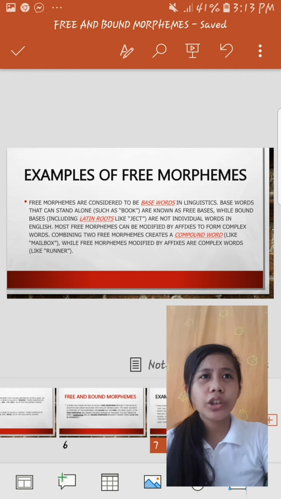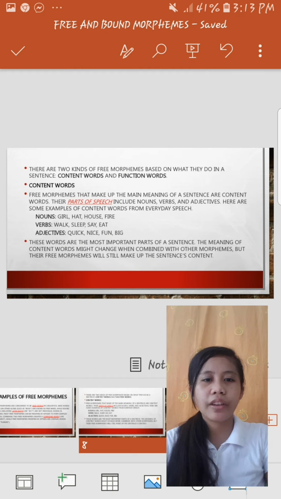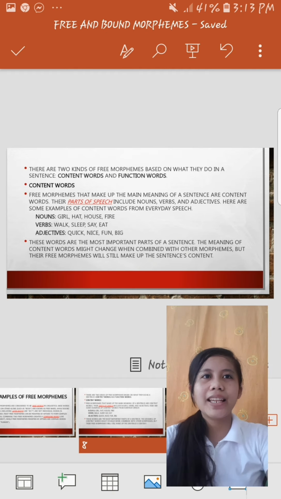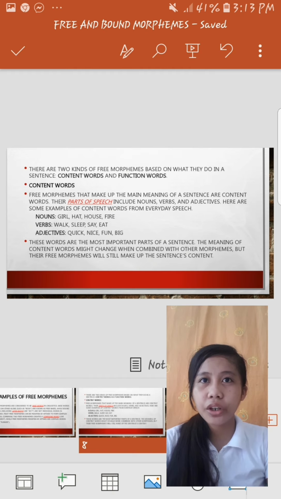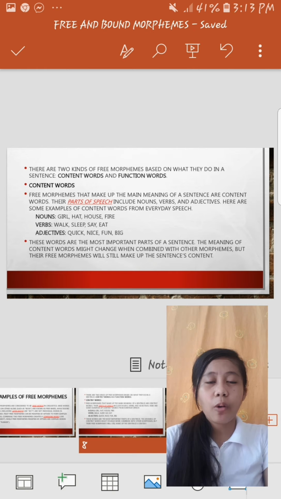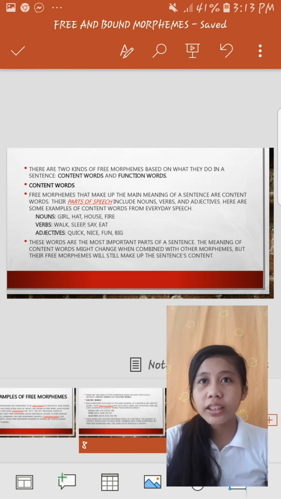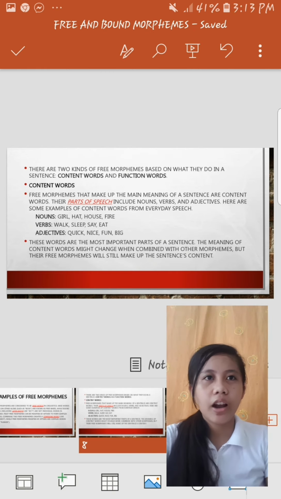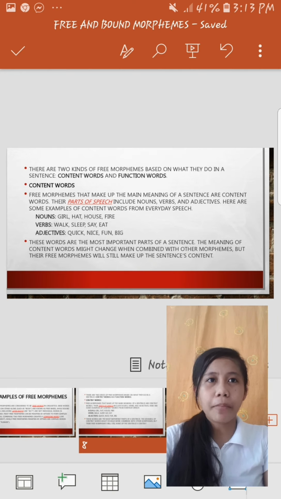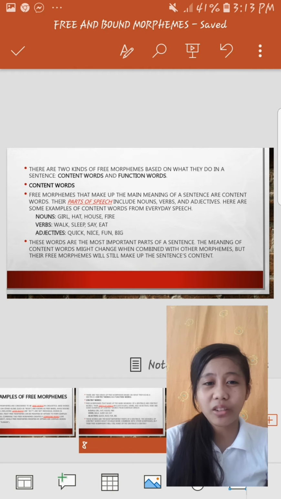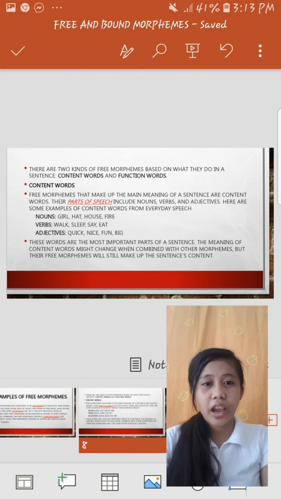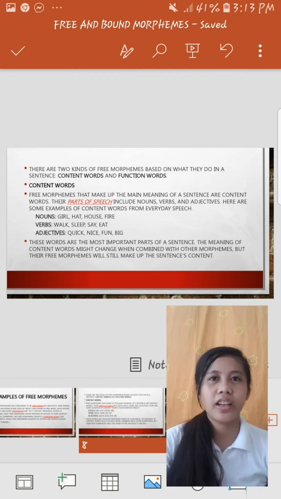Okay, class. So there are two kinds of free morphemes based on what they do in a sentence: the content words and function words. So again, class, what is it? These are content words and function words. In content words, free morphemes that make up the main meaning of a sentence are content words. Okay, so do you get it? Okay, very good. Their parts of speech include nouns, verbs, and adjectives.